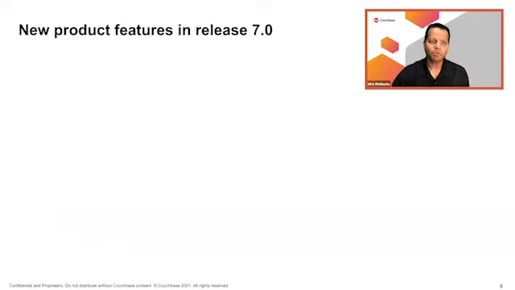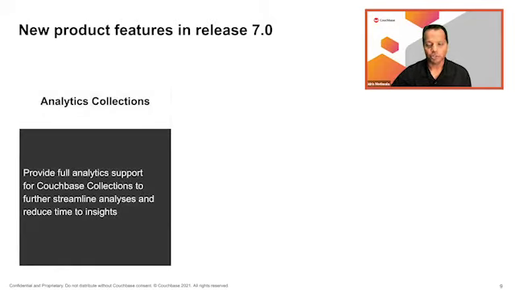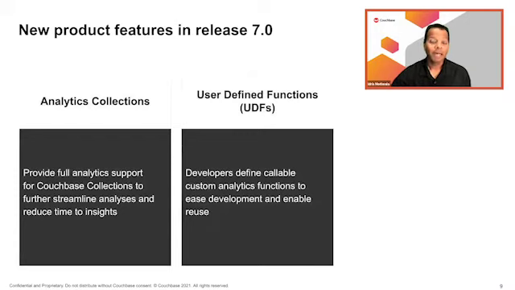Let's talk about some of the product features in release 7.0. First one, the support for analytics collections. Couchbase Analytics fully provides support for collections to further streamline analysis and reduce the time to insights. Analytics service now supports what we call analytics UDFs, so user-defined functions. This is a boon for developers, because now developers can create their custom user-defined functions and enable them for reuse, streamline their code, and you can pass parameters to them, and the functions can call themselves. So it's a very powerful feature to help the developer community.